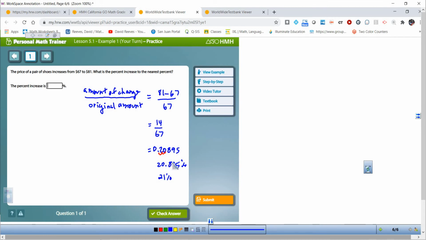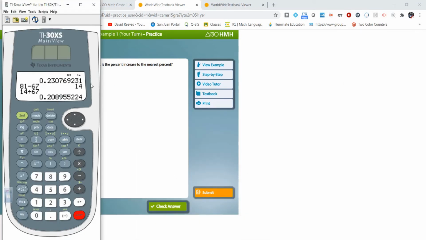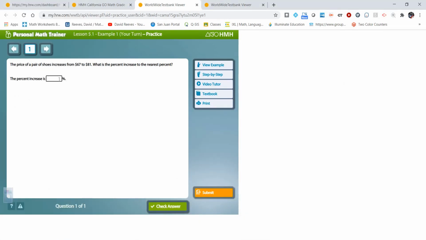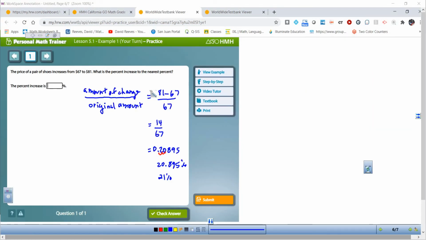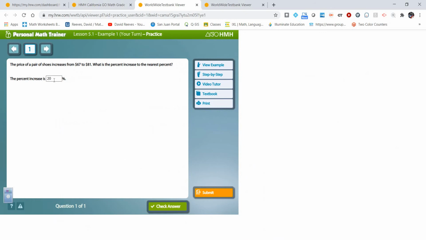Do you see how 20.895% is closer to 21% than it is to 20%? So to the nearest percent would be 20%. I put that in, and it says try again. Uh-oh. Oh, because it was supposed to be 21%, Mr. Reeves. I said 20% last when I was telling you what it wasn't closest to. All right, there we go. Okay, well, that was no fun.